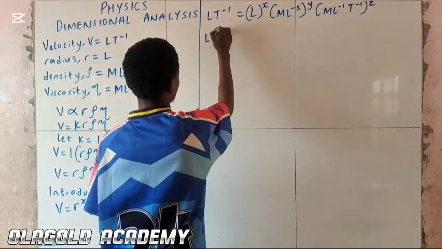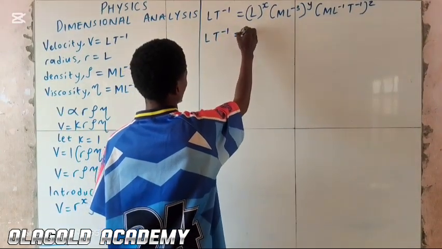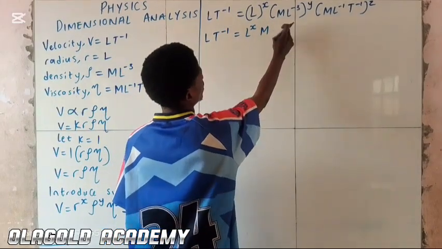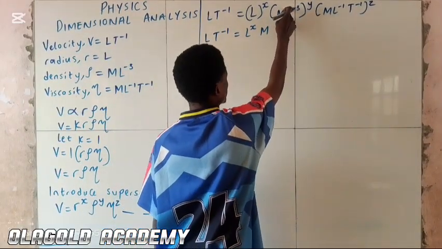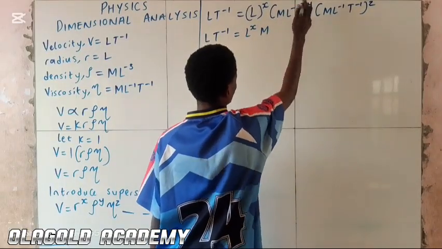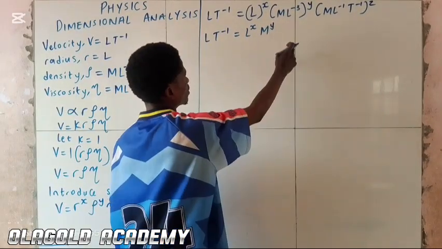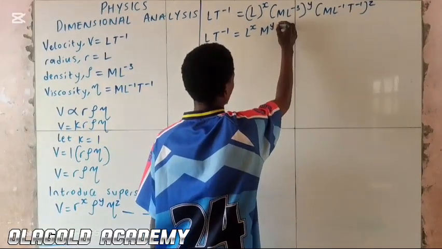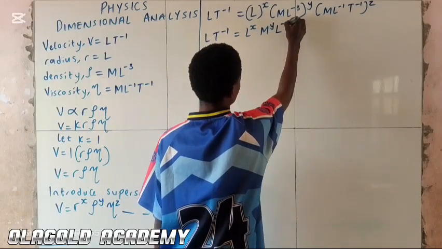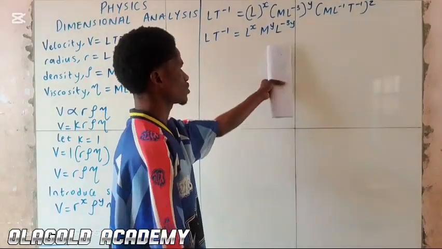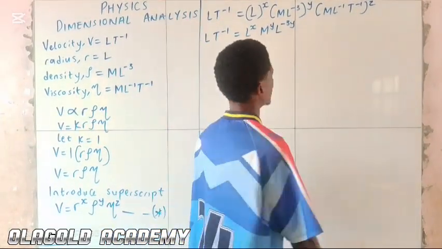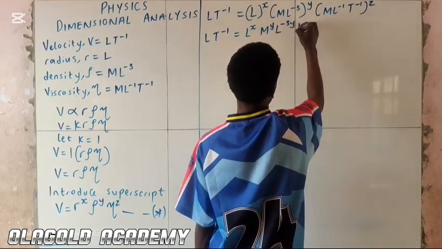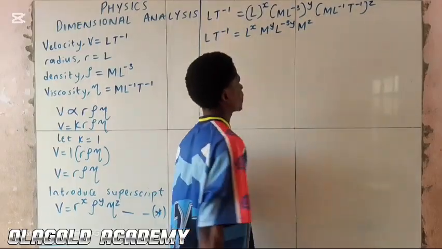So we have LT to the power minus 1 equal to L to the power x. Then there's a power of invisible 1 here. This 1 times y becomes M to the power y. We have L here, x power minus 3 times y equals L to the power minus 3y. Next, we have M here, having the power of 1 times z, so you have M raised to the power of z here.